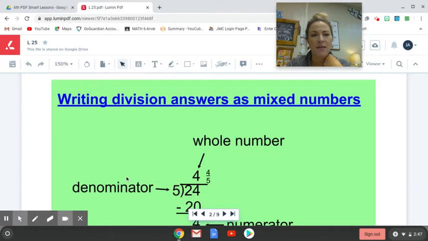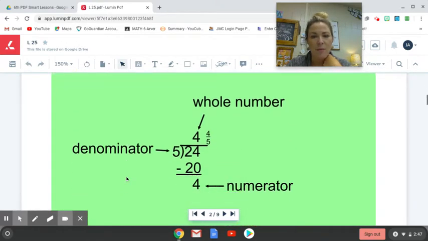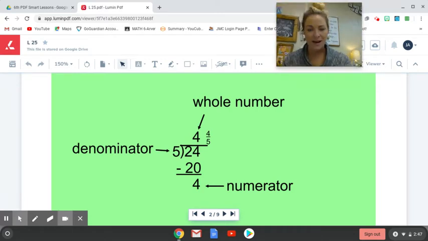So writing division answers as mixed numbers. When we do that, we solve a division problem or a long division problem like normal. All the steps would be completely the same, but then when we end up with a remainder on the bottom, that gets brought up and becomes part of a fractional part of an answer. Just to back up for a second, the definition of a mixed number is a number that has a whole number part and then a fractional part as well. So that remainder becomes part of your fractional part.